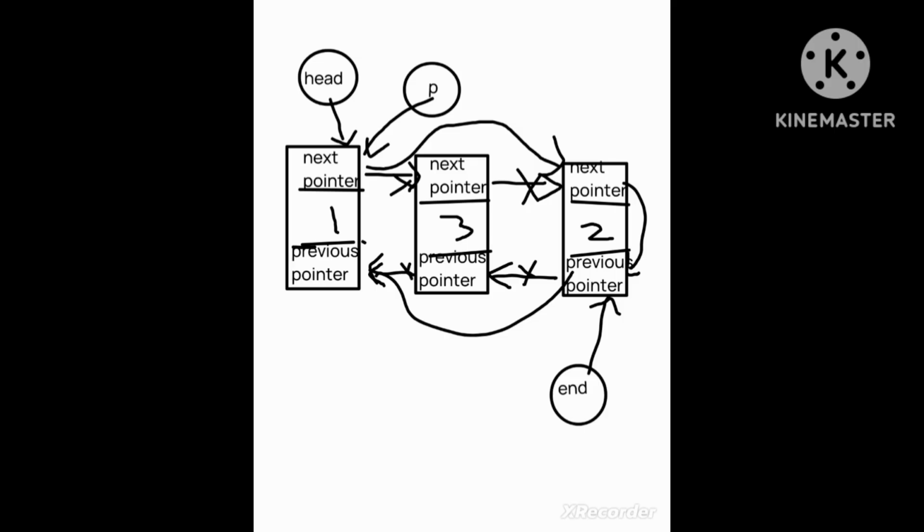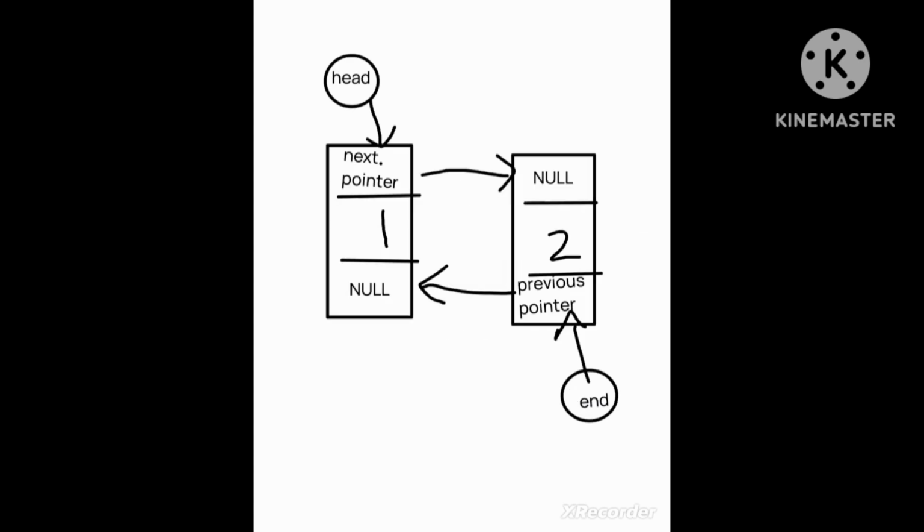and then we will disconnect the pointer links of the second node, that is having the value 3, and we will free it from the list. So our doubly linked list will look like this. After deletion operation, it will have only two nodes, that is having the values 1 and 2.